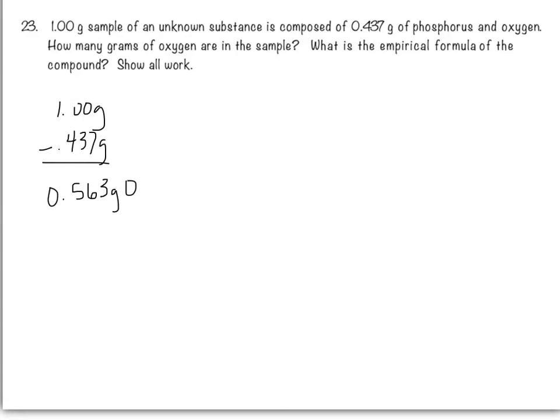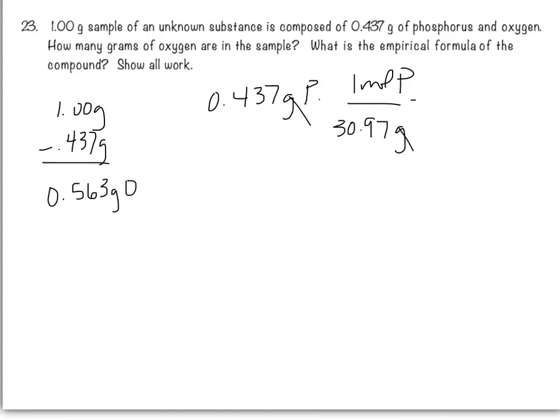And so let's take a look at this. Let's start with what we started with, 0.437 grams of phosphorus. Let's convert this to moles. Well, I know that for every 1 mole of phosphorus, it has a mass of 30.97 grams. Grams cancel. I divide, and I'm going to end up with 0.0141 moles of phosphorus. And then I'm going to do our calculated amount of oxygen, 0.563 grams of oxygen.